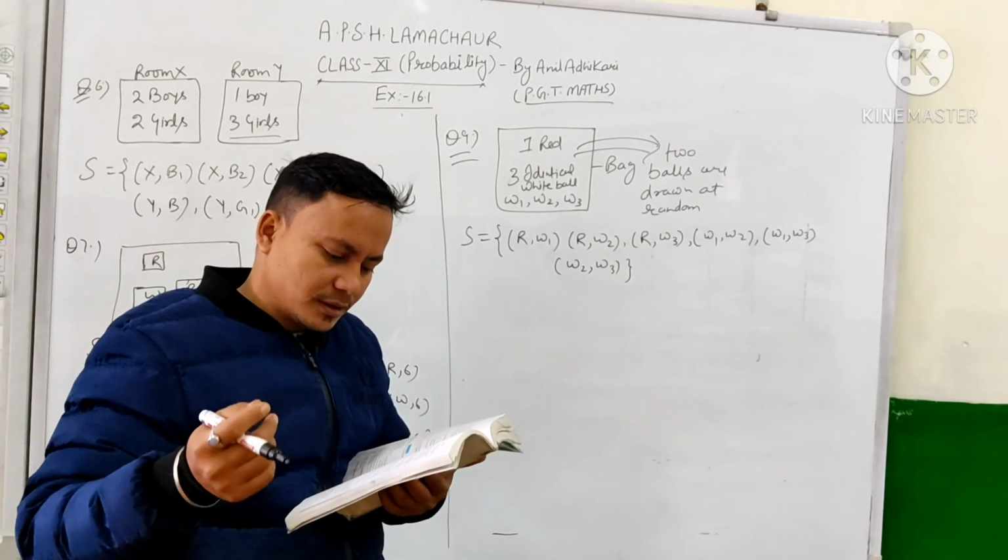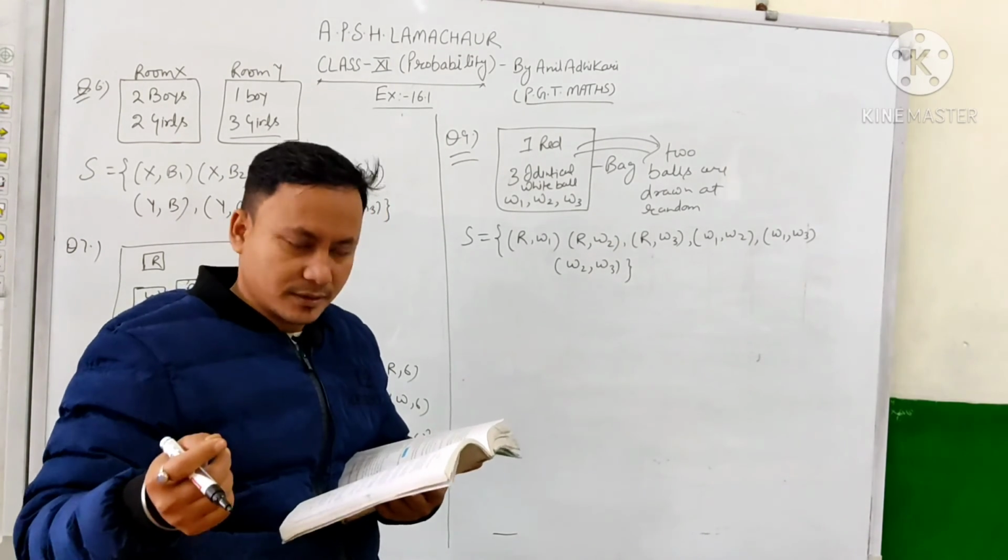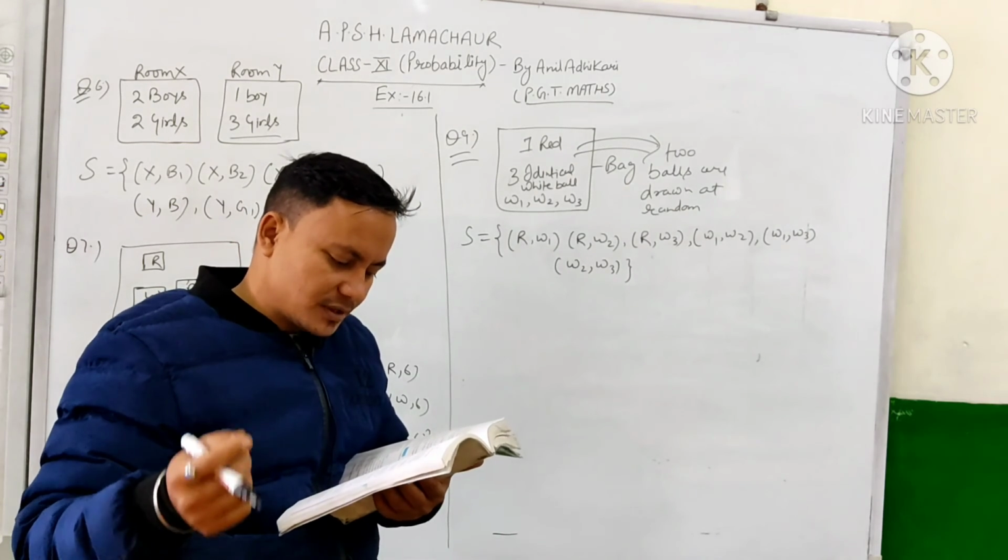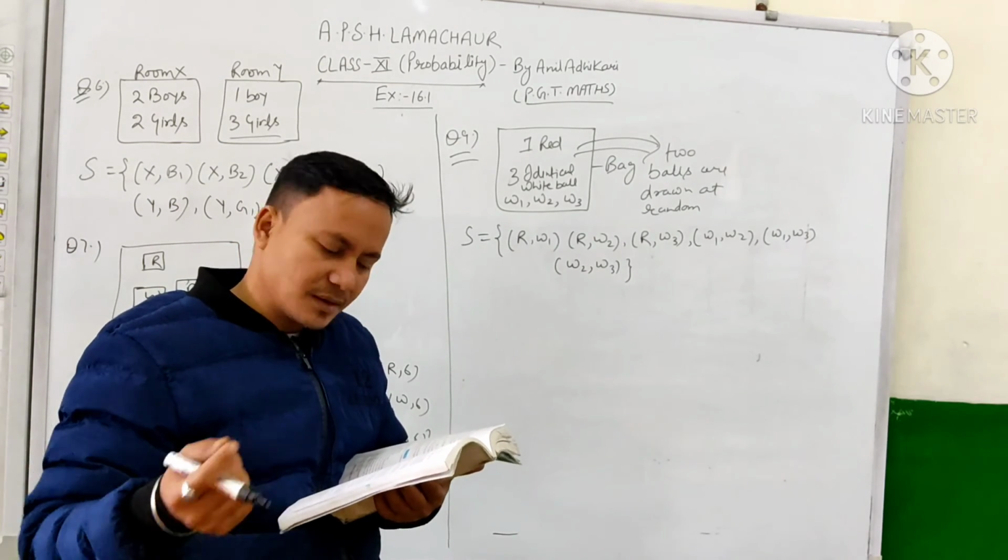So the next question is question number 10. An experiment consists of tossing a coin and then tossing it a second time if a head occurs. If a tail occurs on the first toss, then a die is rolled once. Find the sample space for it.